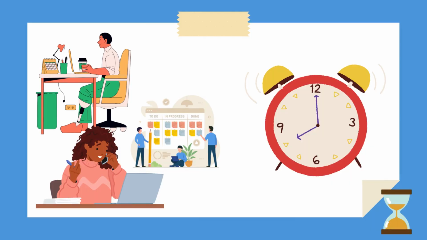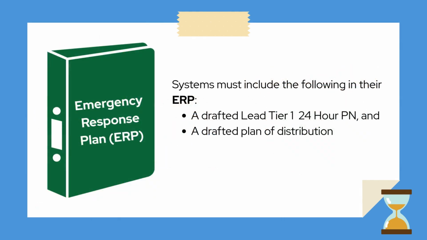To make this process easier for systems, MassDEP Drinking Water Program is requiring systems, as of October 16, 2024, to have a drafted copy of their 24-hour Tier 1 Lead Action Level Exceedance public notice included in their emergency response plan, or ERP, which can be shared with MassDEP for review and for approval prior to distribution if a lead action level exceedance ever occurs. Systems should also plan how they will distribute their public notice and include that information in their ERP, along with any necessary contacts for distribution.